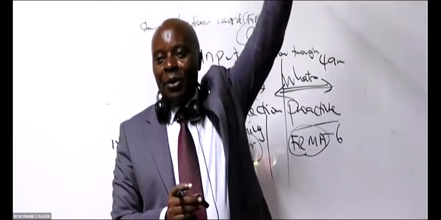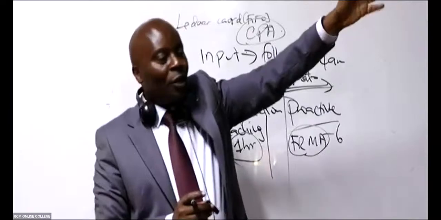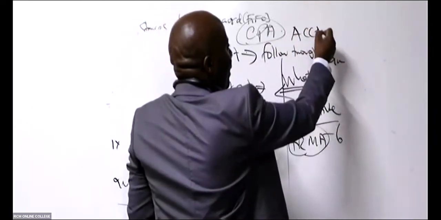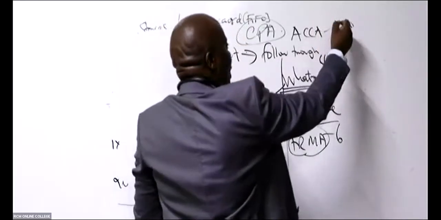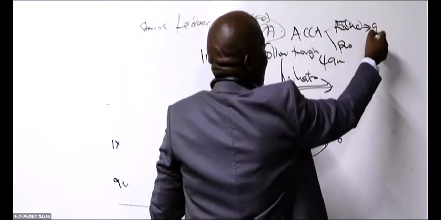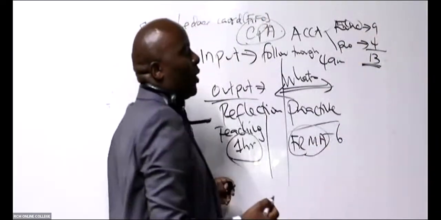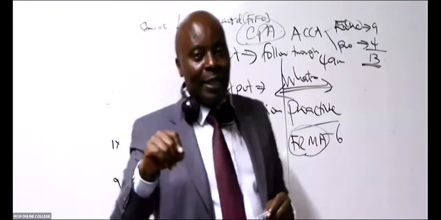ACCA is up there because ACCA is international. So remember, ACCA has got 2 levels. We have foundation and then professional. Foundation has 9 papers, professional has 4 papers. So for ACCA, for you to qualify, you need to do how many papers? 13. Once you finish 13, and this is why I love ACCA myself a lot.